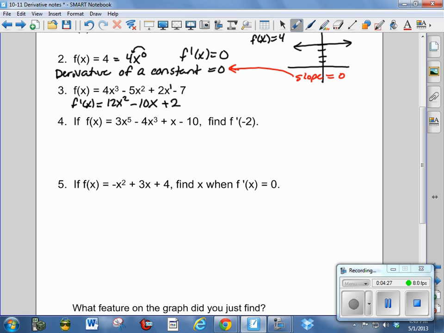So repeating that again, you might want to try this one on your own. Pause the tape right now. Write the derivative function for f of x on number 4, and then turn it back on.